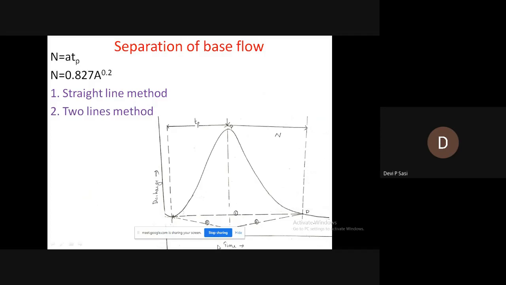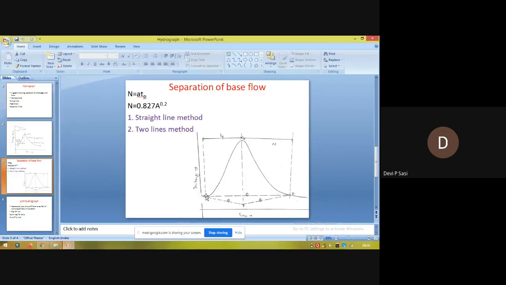Point A in the hydrograph can be very easily located, but it is not easy to locate point D.